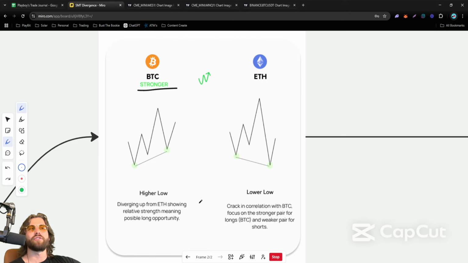This is diverging from ETH because ETH actually took its low. So ETH is completely different right now. This gives you the opportunity. If ETH breaks its low and BTC does not, what would you want to do? I'll give you about 3 seconds to think about this.